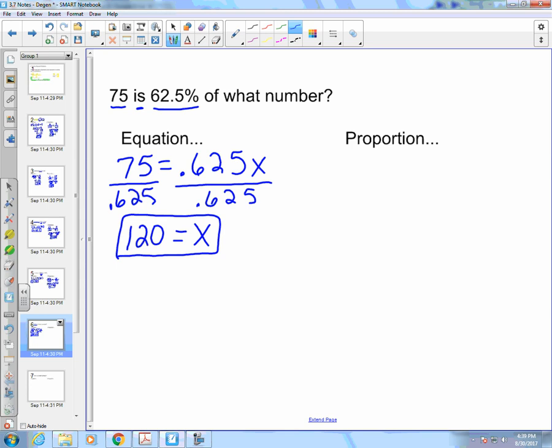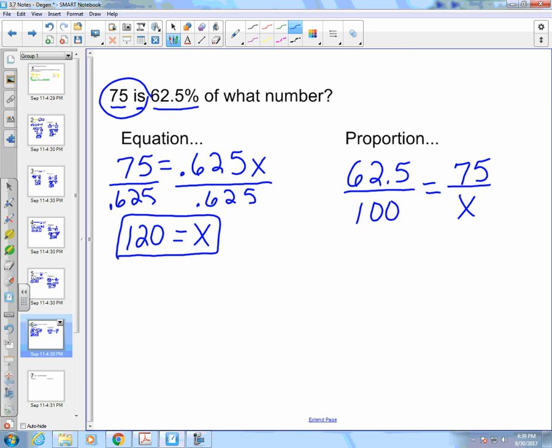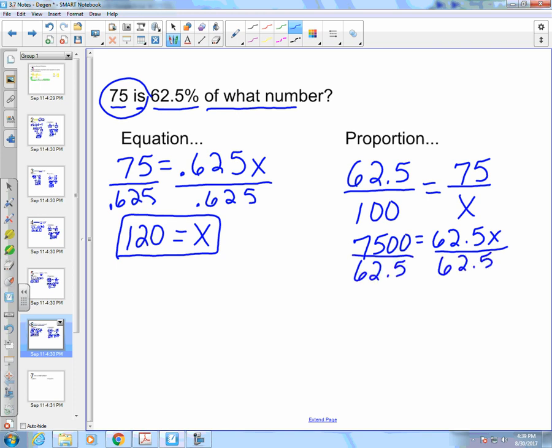If we set up the proportion, we have the 62.5 over 100. Notice the decimal point stays right there. Of, we don't know what it is, and the 75 is our is. Notice that the 75 is in front of the is, but we have of what number, so we know x is our of in the denominator. So we have 7,500 equals 62.5x. We're going to divide by 62.5 on both sides. Calculator is very handy here, so we find out x is equal to 120.